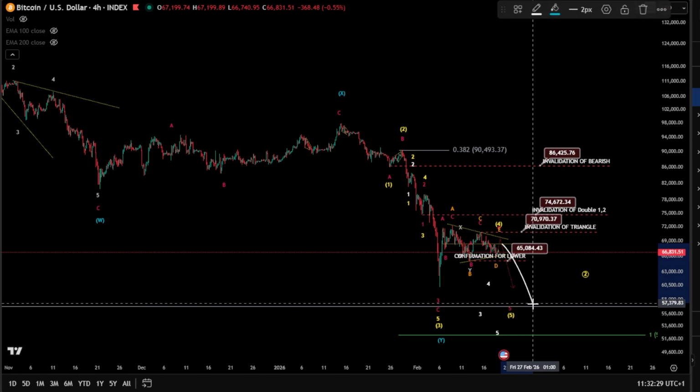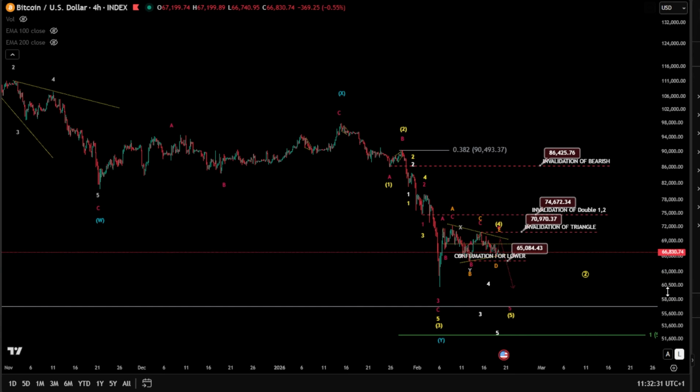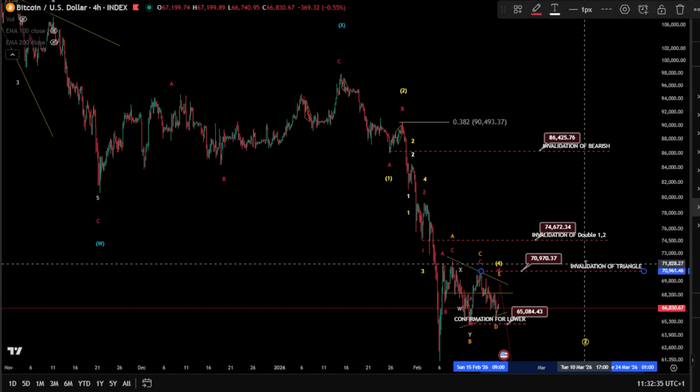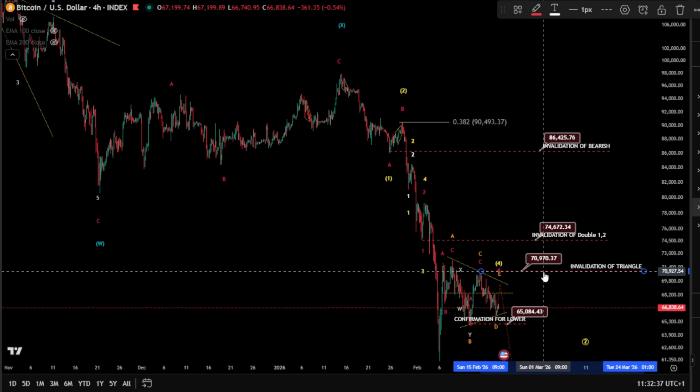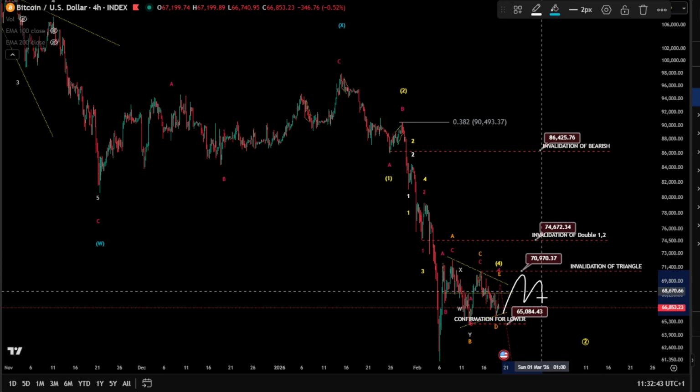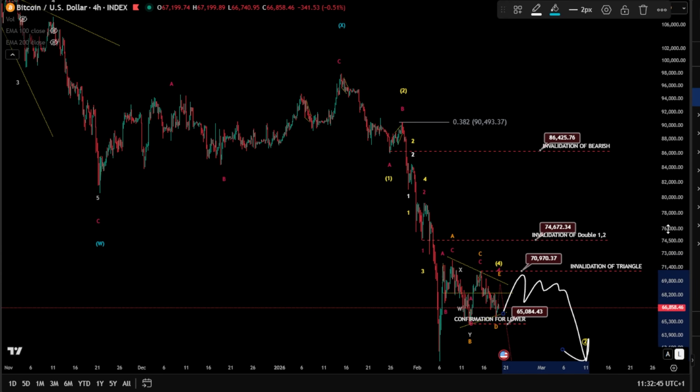Highest possibility, of course, is to break toward the downside. We can turn only bullish only by invalidation of triangle from the upper side, 70K, 970. This is our key level to be bullish. If we don't take this number, forget about it. We are ranging below it, then that means, of course, very bearish.